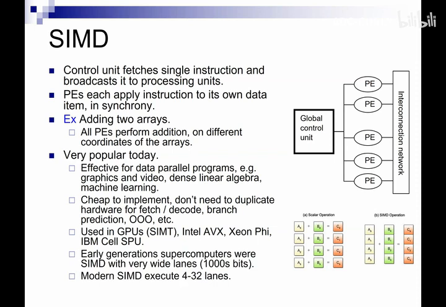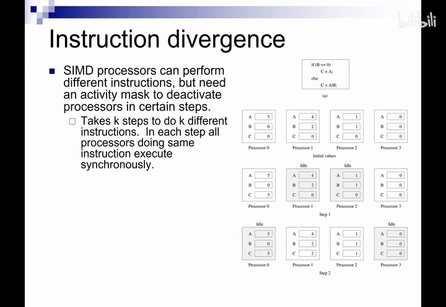In fact, if you look at the very early generation supercomputers, they were basically just a very large SIMD processor. Those computers could actually do the same instruction on thousands of bits at the same time, so they had very wide lanes. Whereas for modern SIMD, we're not going to operate on thousands of pieces of data at the same time. We might operate on something like 4 to, let's say, 32 pieces of data at the same time.